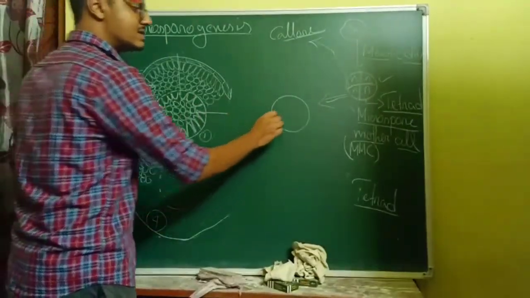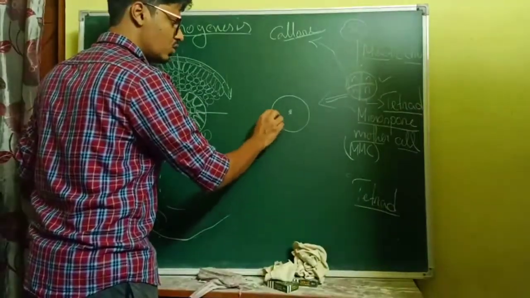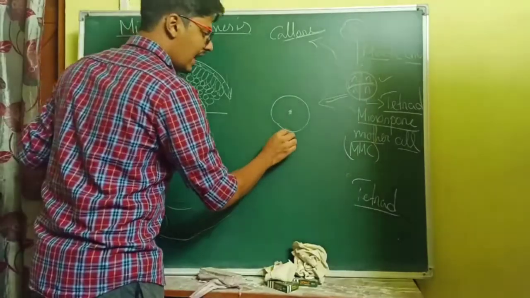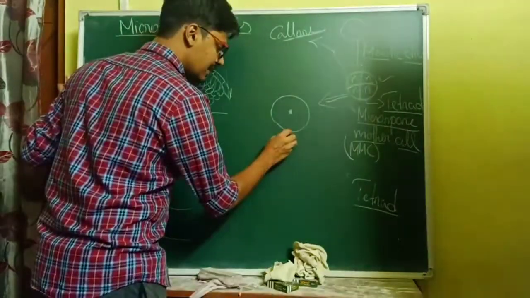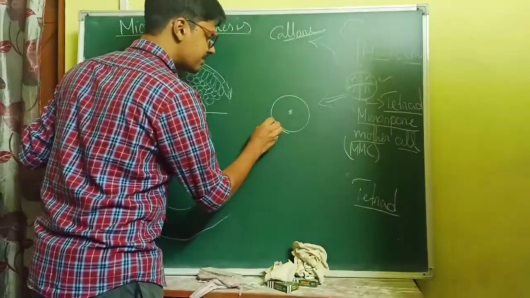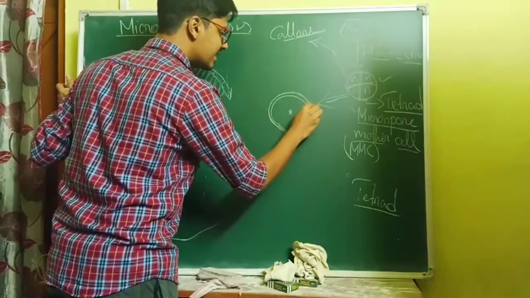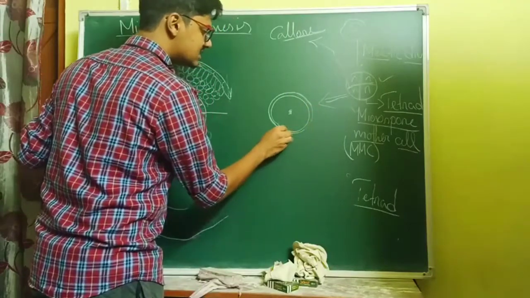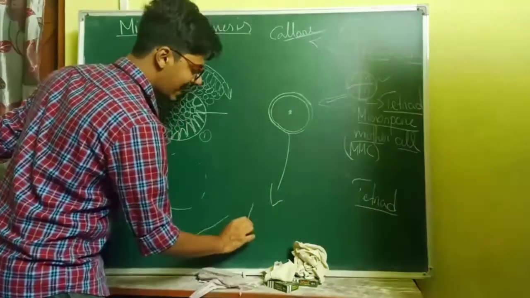This cell has its nucleus. It has its own plasma membrane. Outside its own plasma membrane, an extra layer is formed. This layer, the first layer just outside its plasma membrane, is called intine.